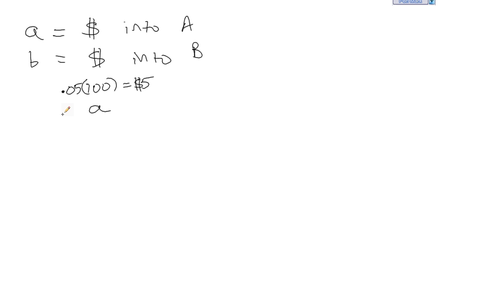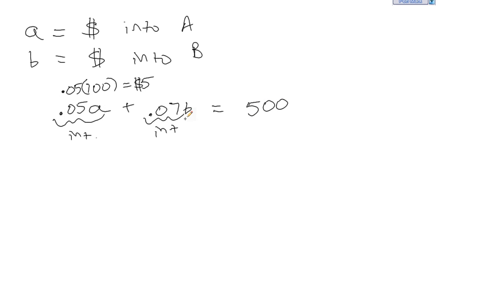So what I'm going to do here is say, well, 0.05 times whatever A is will represent the amount of interest earned. So this is interest. Plus, I'm also going to earn interest from account B, and the interest there is going to be 7%, so that's going to be 0.07 times B. And I want the sum of the interest from account A and the interest from account B to total $500.